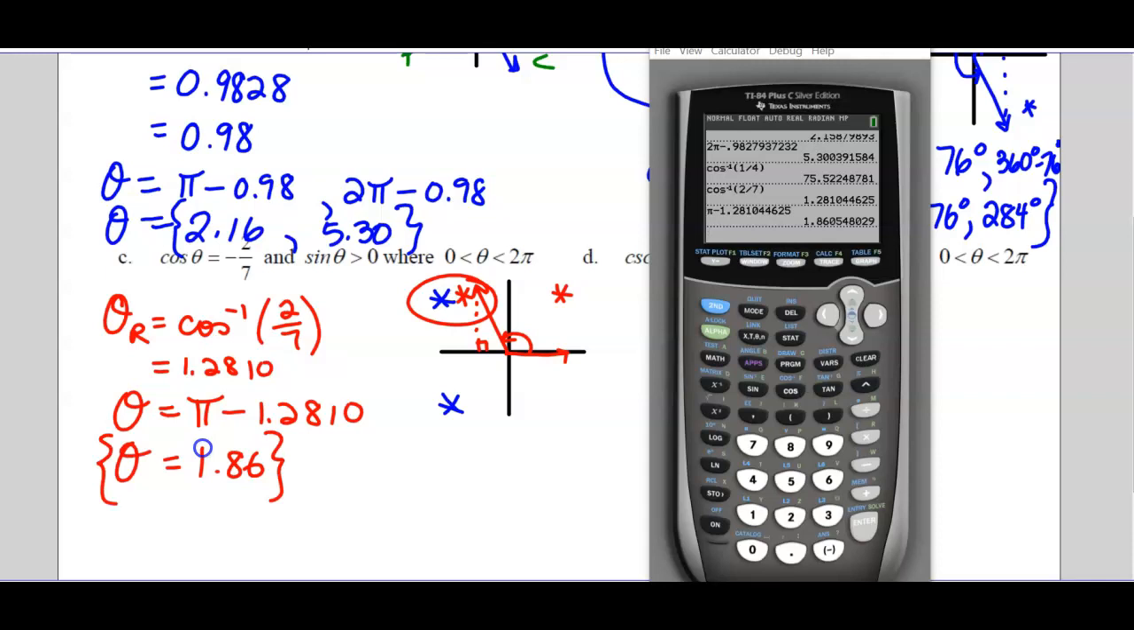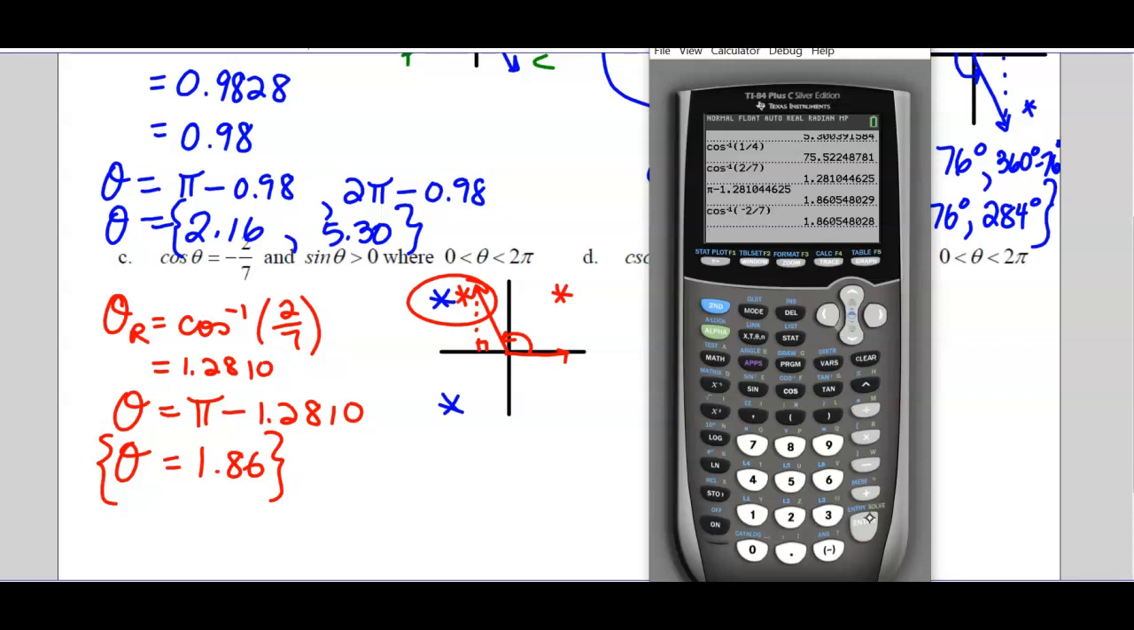One of them. I don't care about the third quadrant because sine is not positive there. You don't have to. It's just showing you that's a set of solutions. Now, if I had, yep, but I found a reference angle.